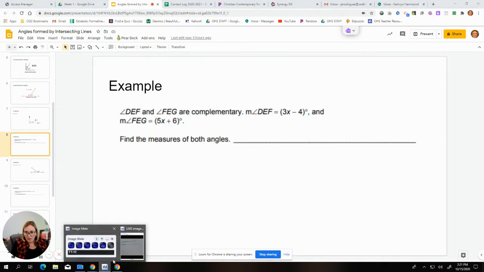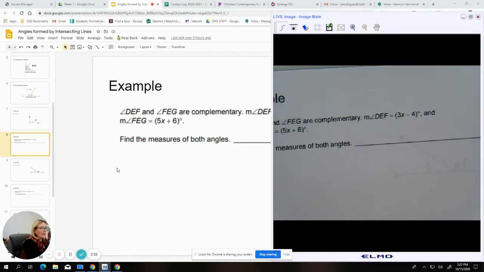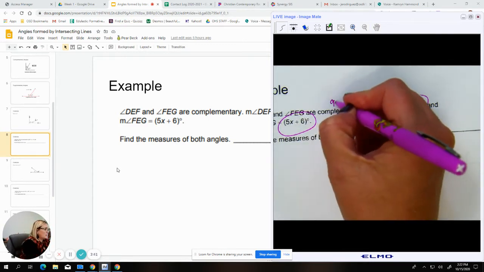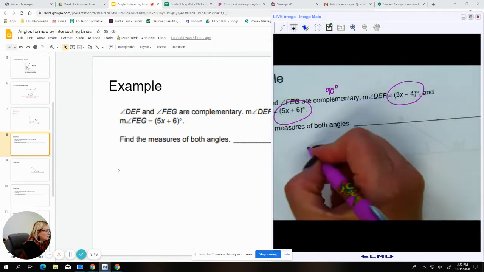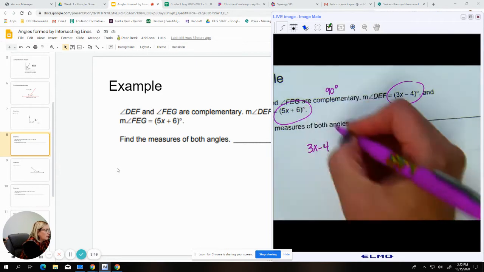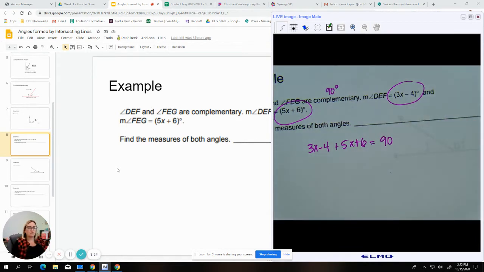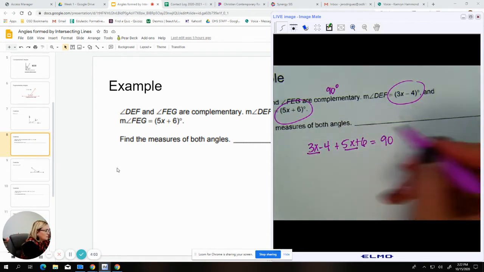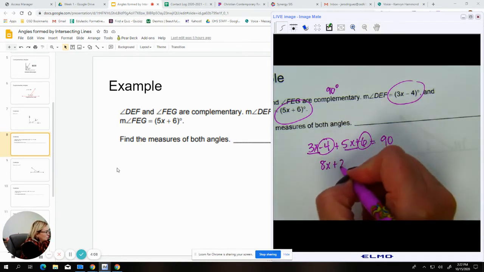So again, let me pull up my screen here. Okay, so we know that we have two angles, and we know that they are complementary, which means that they are going to add to 90. So we're going to take 3x minus 4 plus 5x plus 6 and set it equal to 90 degrees. Our two angles added together equal 90. So we're going to combine like terms. 3x plus 5x is 8x. Negative 4 plus 6 is 2.